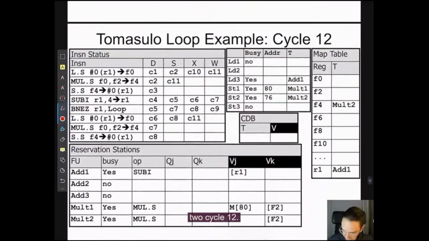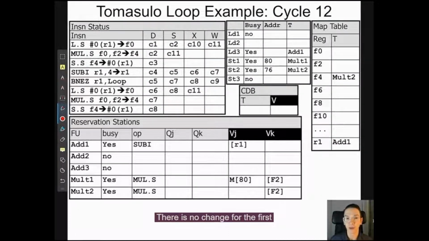Onward to cycle 12. There's no change for the first multiply and store. They are executing and waiting, respectively. But that second load, it finished executing, and so we are in the write back of this load. The CDB is available. There's no structural hazard there. So we broadcast the tag and value on the CDB. So the value is memory at address 76. And just fixing a slight bug in the slides, this should have already had a tag of load 3 for F0. Okay, the CDB is broadcasting, so the reservation station and register file are looking for tag matches.